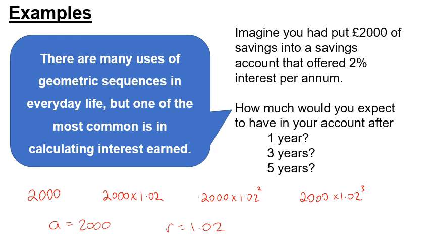Notice that after 1 year is the second term in the sequence. If we use 2,000 as the first number in the sequence, the second number in the sequence is how much would be in the bank after 1 year. And then the third term would be how much is in the bank after 2 years. So you need to be careful there that you select the correct term.